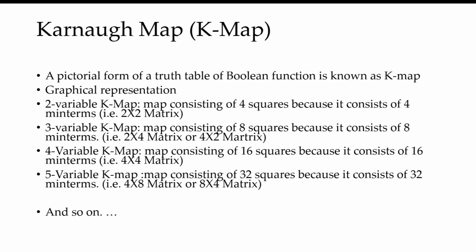In case of a 3 variable K-map, the map consists of 8 squares, because it consists of 8 minterms if the function is written in SOP form, or 8 maxterms if the function is in POS form. So simply we can draw a map like a 2 cross 4 matrix or 4 cross 2 matrix. Here this is a 2 cross 4 map, simply 4 rows and 2 columns.